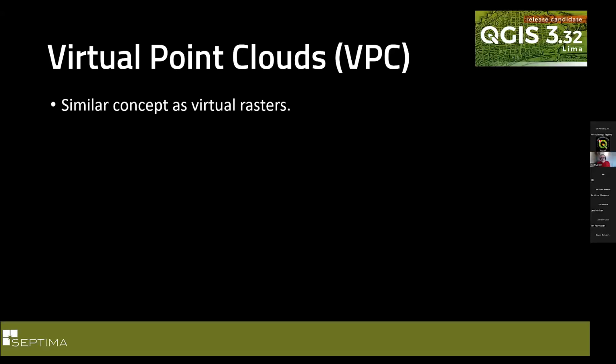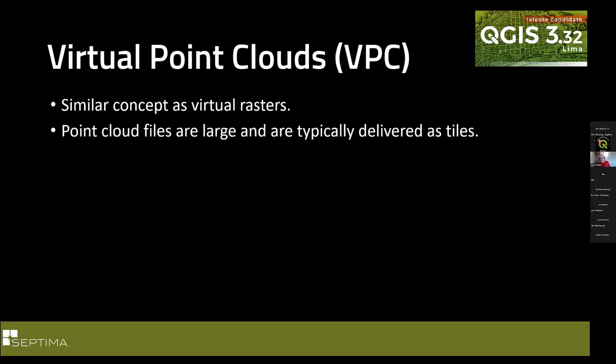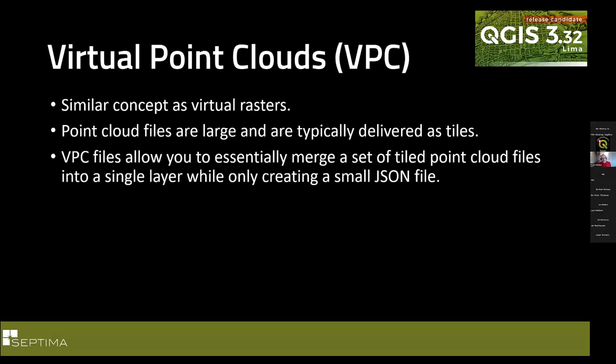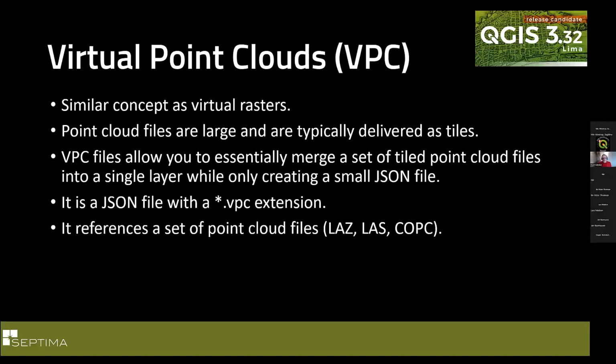Another useful new feature in the long-term release is a new data provider called Virtual Point Clouds, VPC. This is a similar concept to what you see with virtual rasters. Point cloud files are large, and they typically are delivered as tiles. So virtual point clouds allow you to essentially merge a set of tiled point cloud files into a single layer, but you're only creating a small JSON file instead of a new LAZ file. So it's a JSON file with a VPC extension.